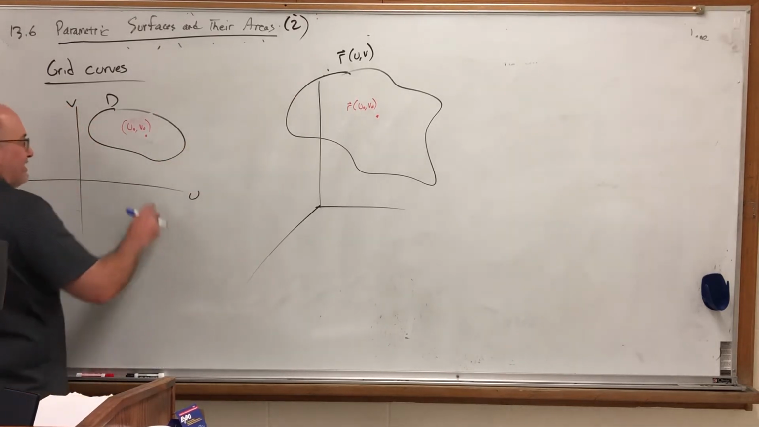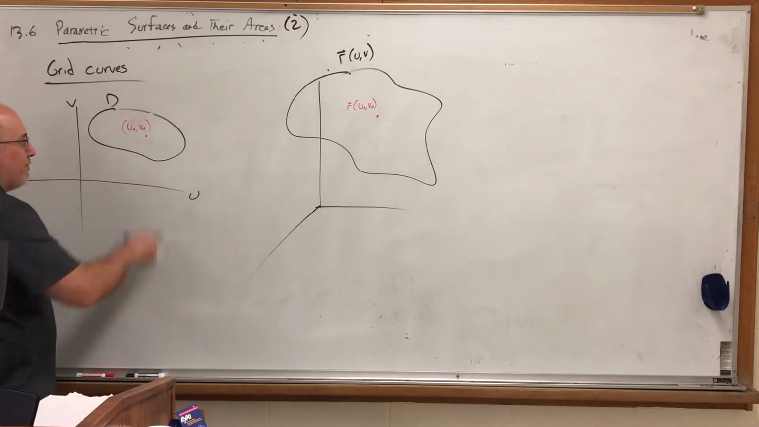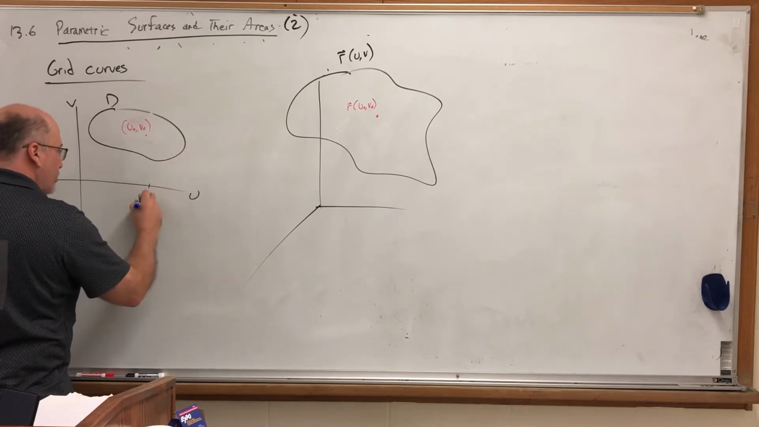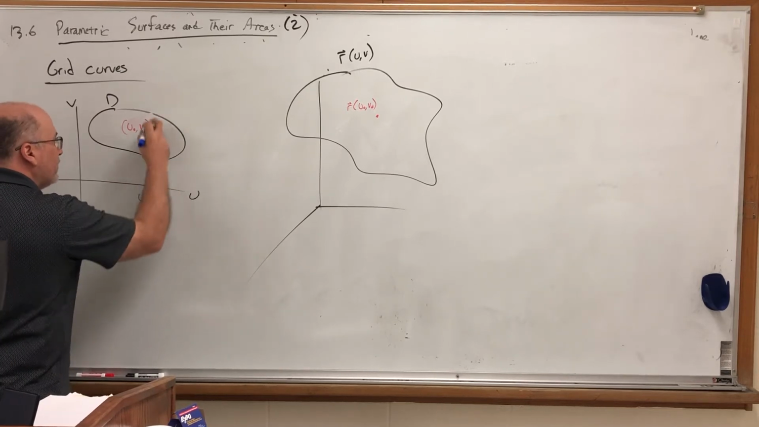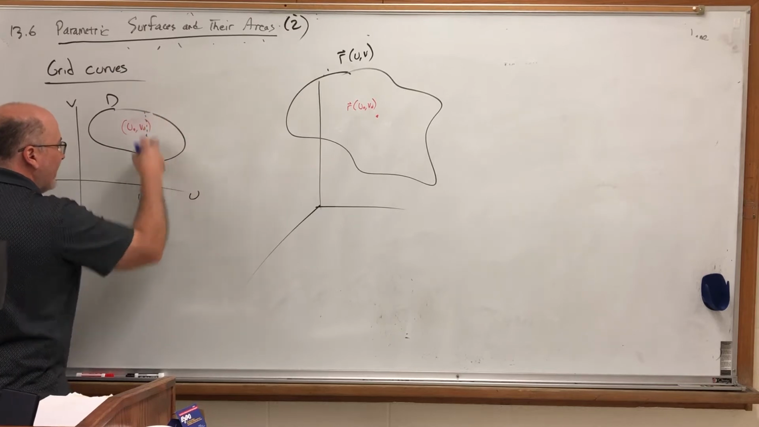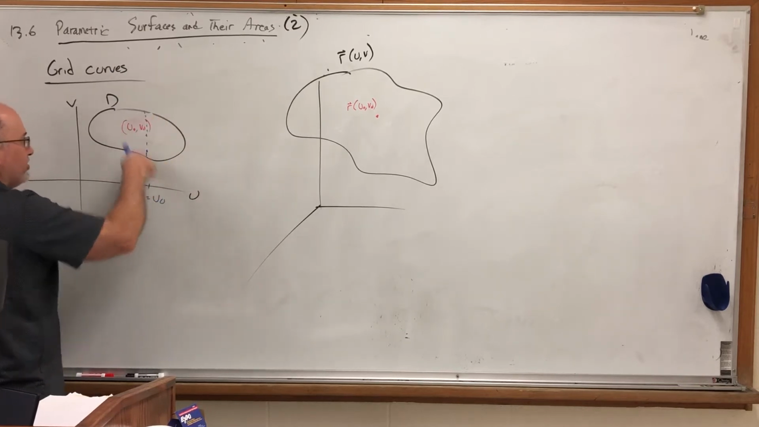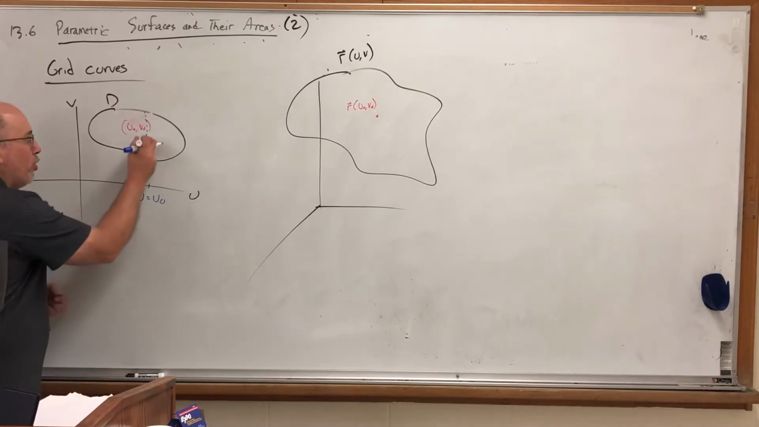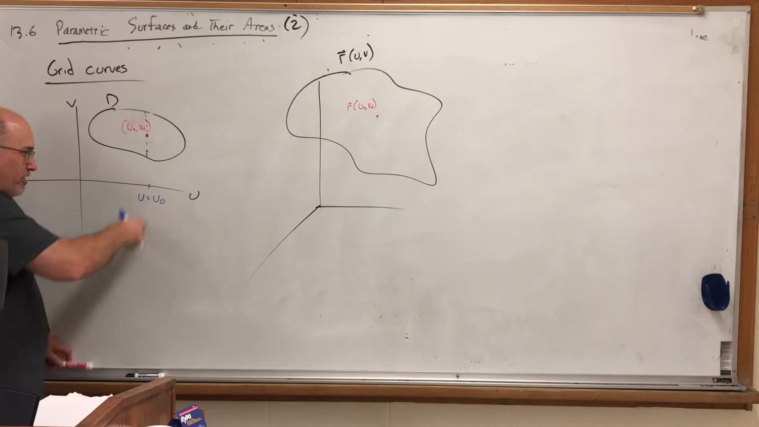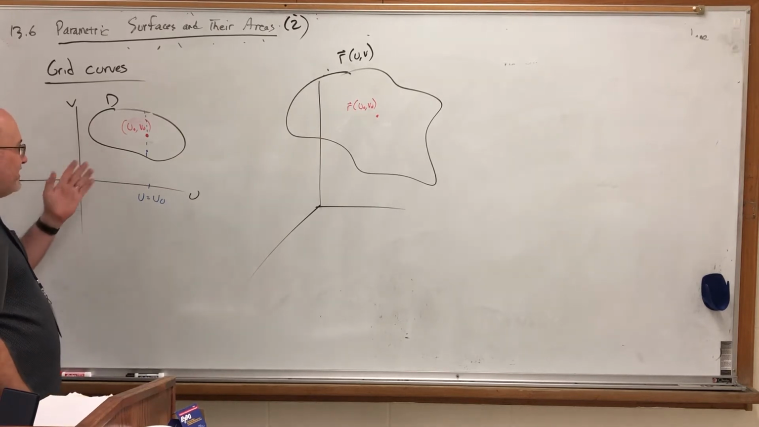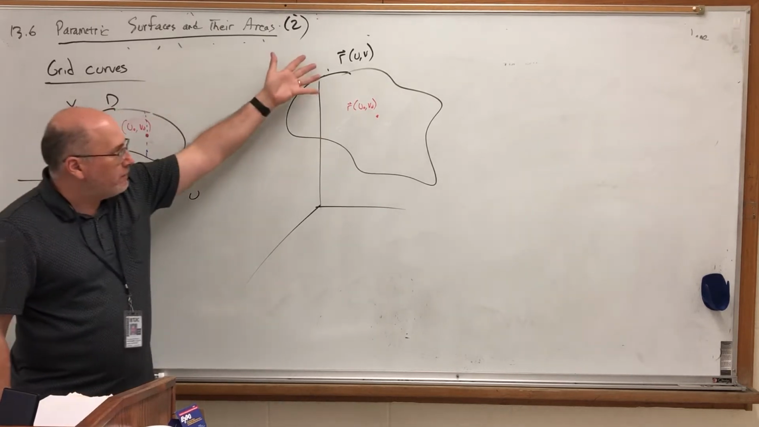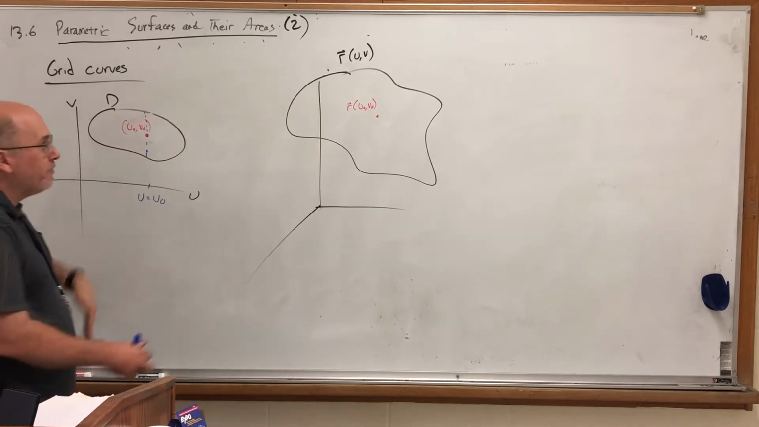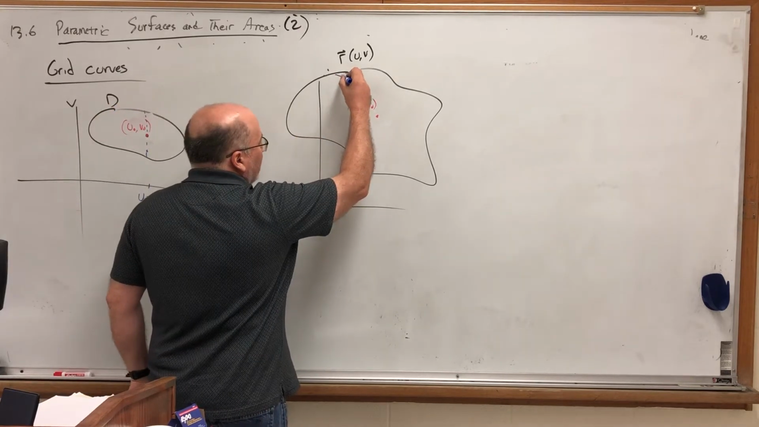For example, let's say that we take a region D and a point inside of it, u0, v0, and we look at the vertical line u equals u0. Well, the line would go beyond the region, but we're only considering inside of this region. If we take this vertical line through the point u0, v0, and its equation is u equals u0, and we send every one of these points through the vector function, then we're going to get a curve. And that curve may look something like this. I'm just making something up here.